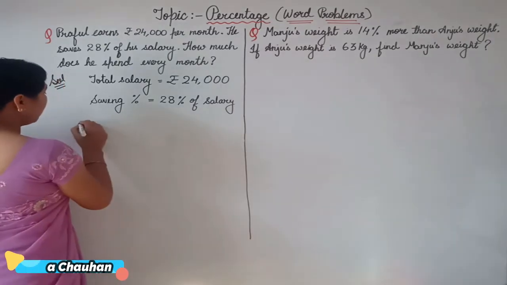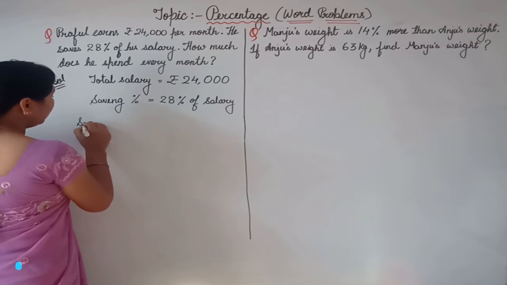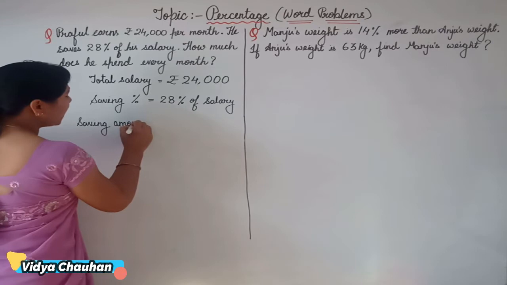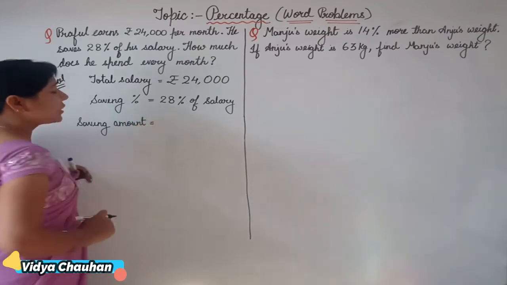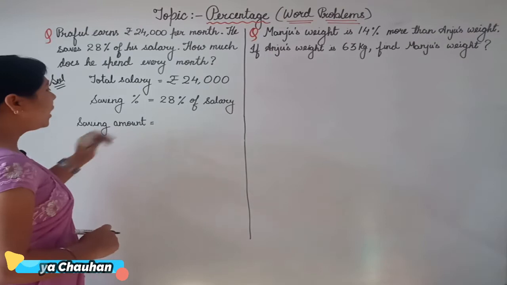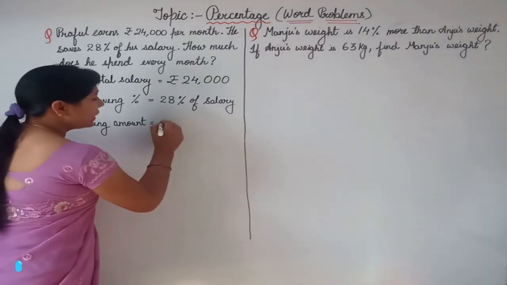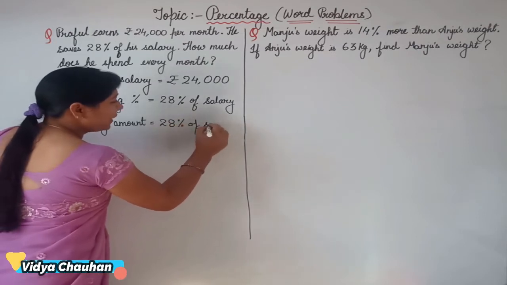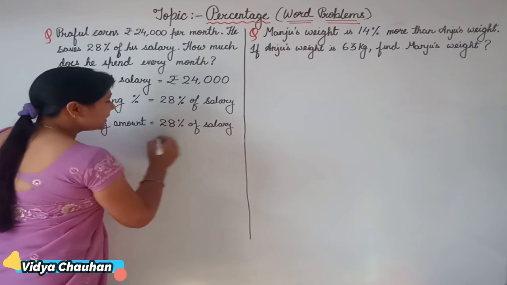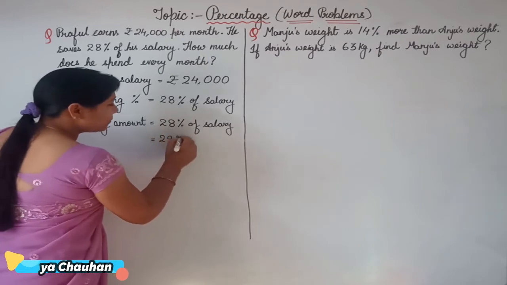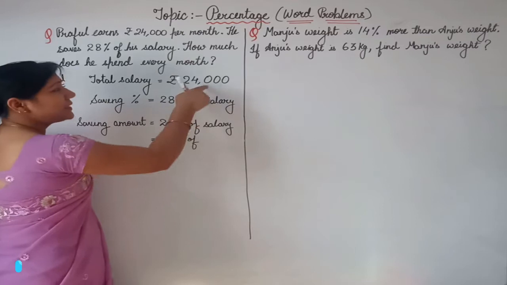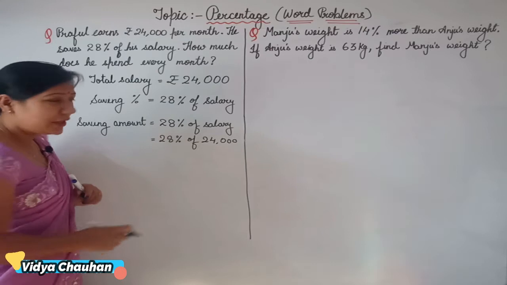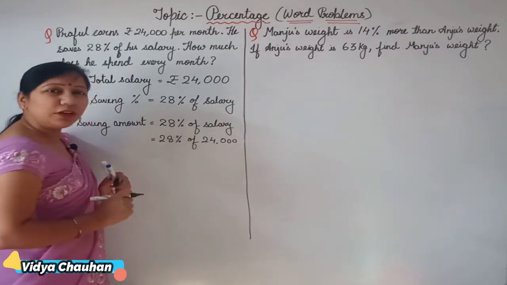Now in the next statement, let us find out what will be the saving amount. That means how much money he has actually saved. So saving amount will be actually 28% of salary. What is his salary every month? 24,000. Understood? So 28% of 24,000.